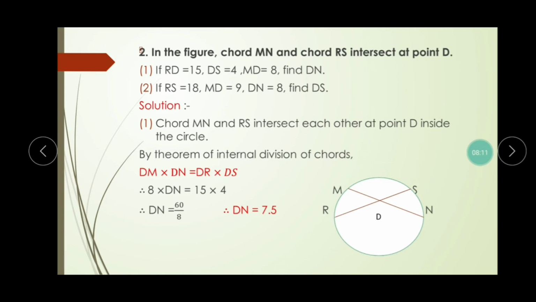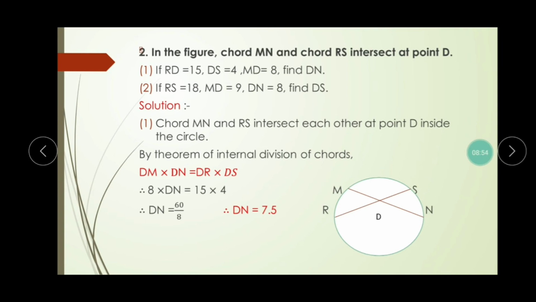What we are going to do over here, first observe the figure. What is given? A circle is given, two chords are given which are intersecting internally with each other. When the chords intersect internally, what is the property that we have to use? We have to use that the product of the two segments of one chord is equal to the product of the two segments of the other chord. So it will be RD into DS is equal to MD into DN. Here substitute all the values.